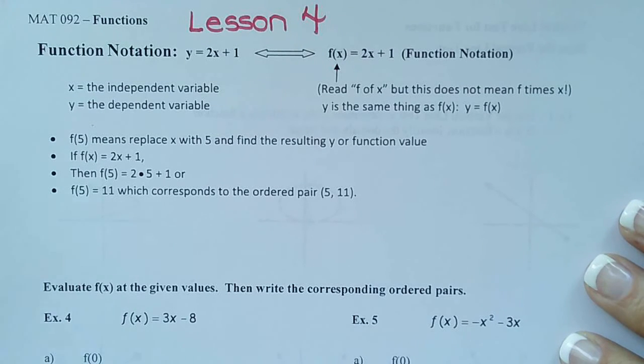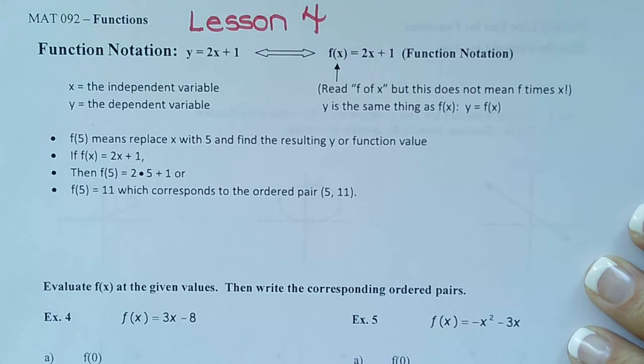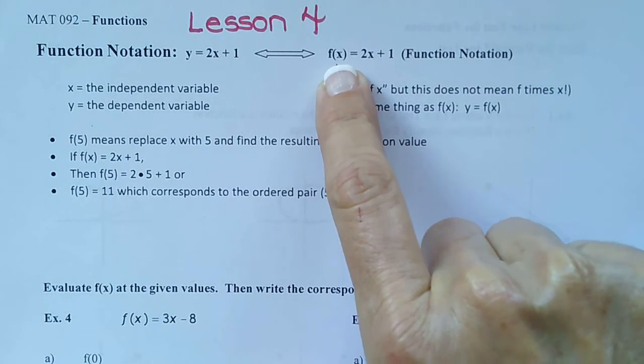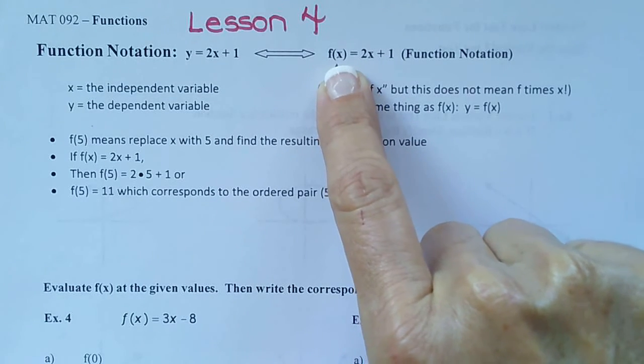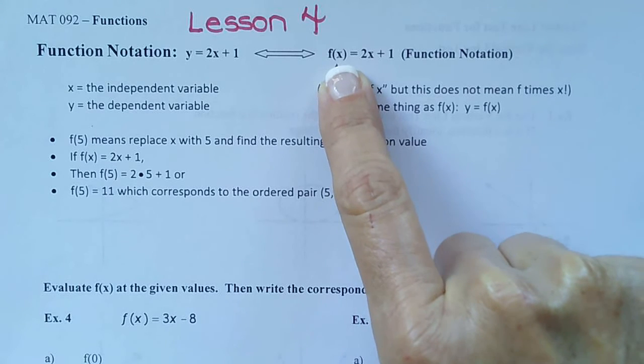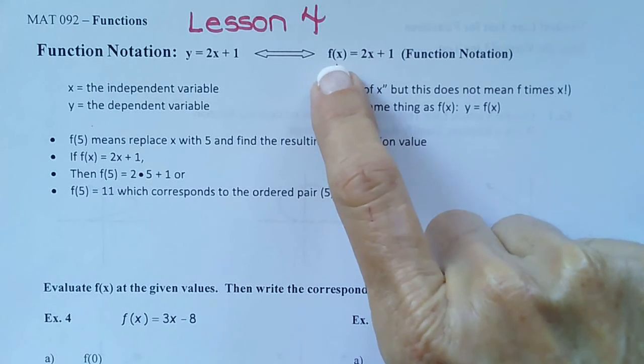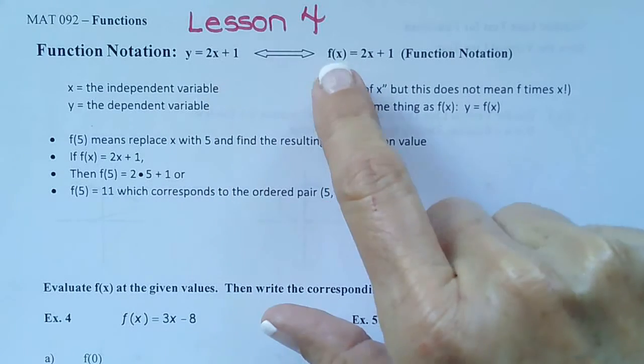Lesson 4 is where we learn about functions. We found the definition and defined that in our last lesson, where we said a function is where every x value is assigned exactly one y value. So the notation we use for functions is this. It's read f of x, and usually "of" in math means multiplication, but in this case it does not. It's just a notation. So f of x is used in place of y.